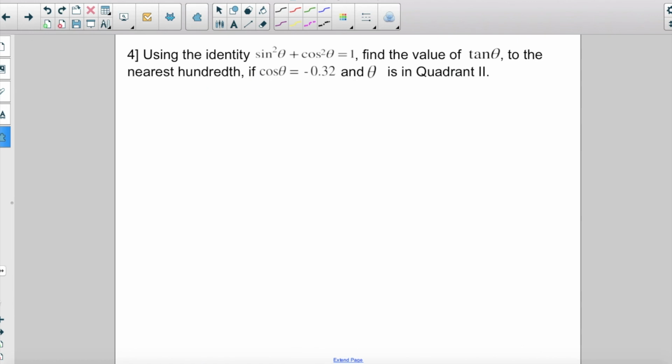Okay, number 4 is very similar. We are finding the tangent for this one. So if you would like to work on this one, I suggest practicing it.